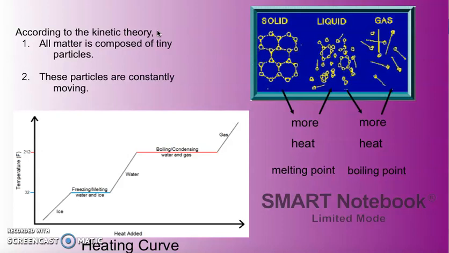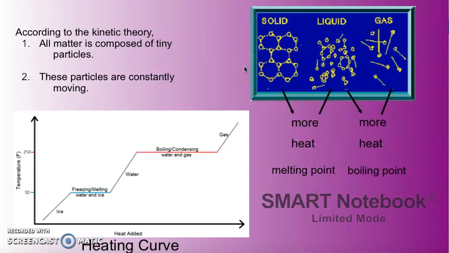You may remember kinetic from kinetic energy. Kinetic energy is actual motion. And once you're reminded of the kinetic theory, you'll see why they call it that. According to the kinetic theory, all matter is composed of tiny particles, and these particles are constantly moving. So even if you have a solid that appears to be still, the kinetic theory says there is movement at the molecule level of these solids.